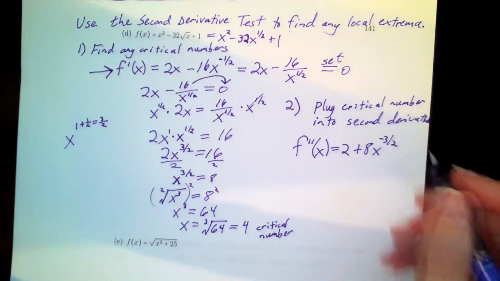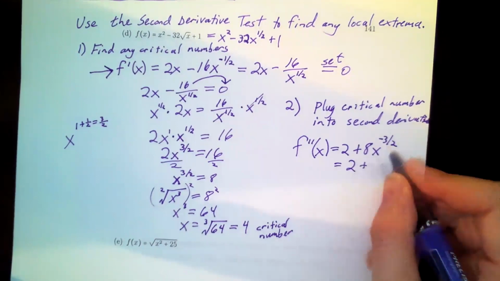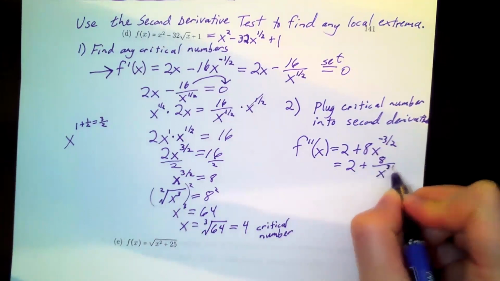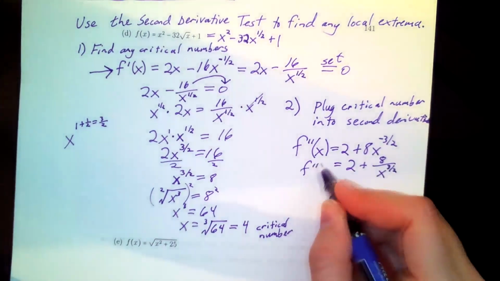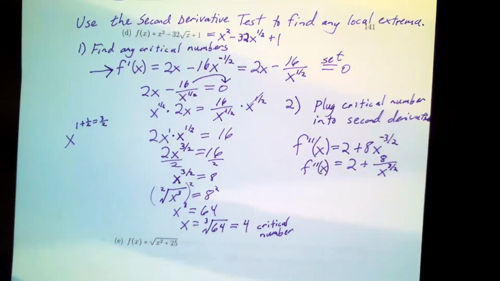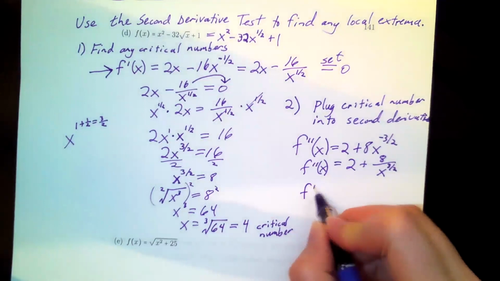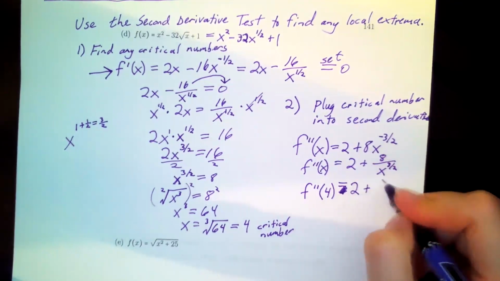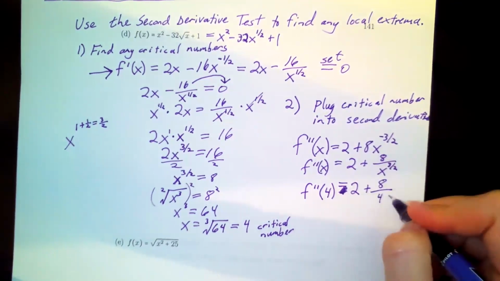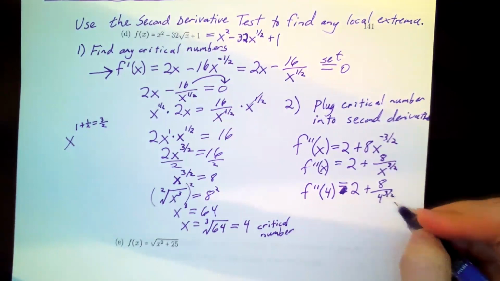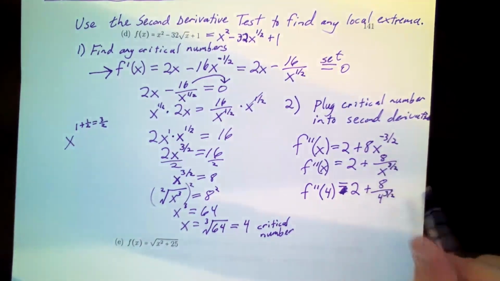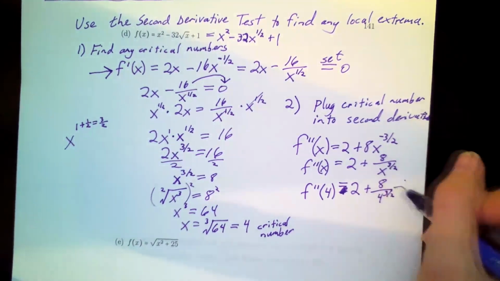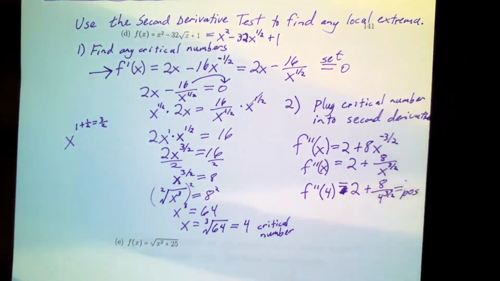And here is where it might be comfortable if we take this x to the minus 3/2 and flip it back down now that I'm done taking the derivative again. This is my second derivative function, f double prime. You're going to take 4 now, your critical number, and plug that into the second derivative. I get 2 plus 8 divided by 4 to the 3/2 power. Now, I'm supposed to punch this out, but given that all of these values are positive, 2 plus 8 divided by 4 to 3/2, I anticipate I will get a positive result here.